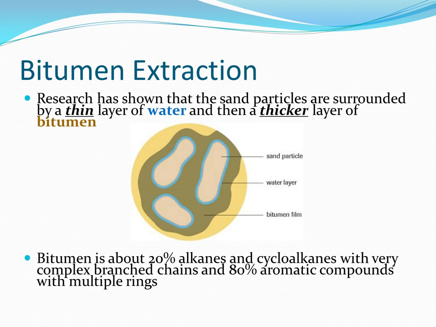Each sand particle in the oil sands is surrounded by some water and then a thick layer of bitumen. Bitumen consists of some alkanes and cycloalkanes, but the majority of bitumen is made up of aromatic compounds.